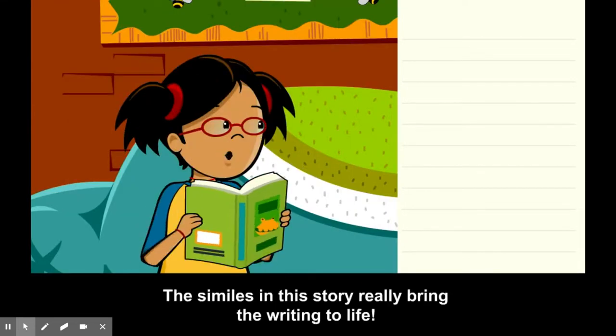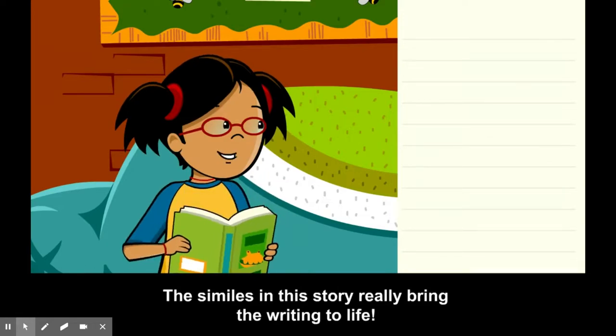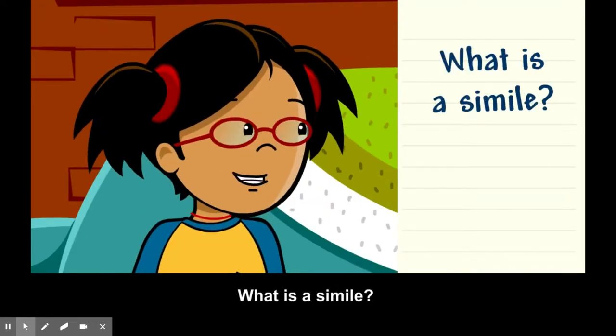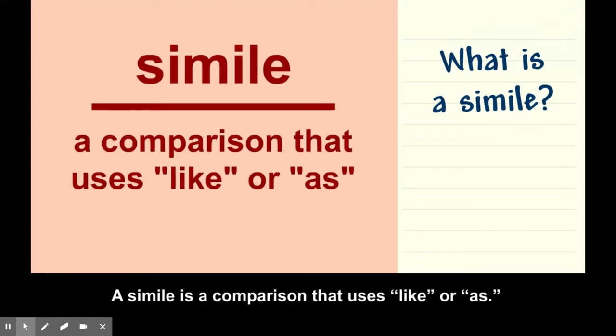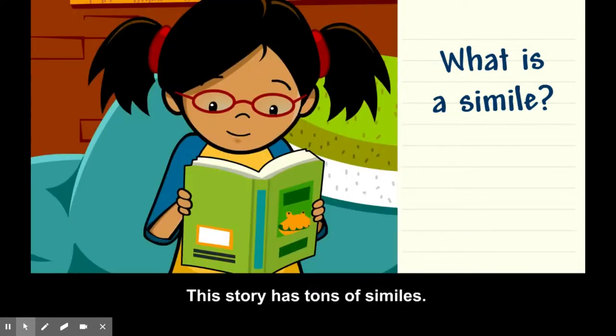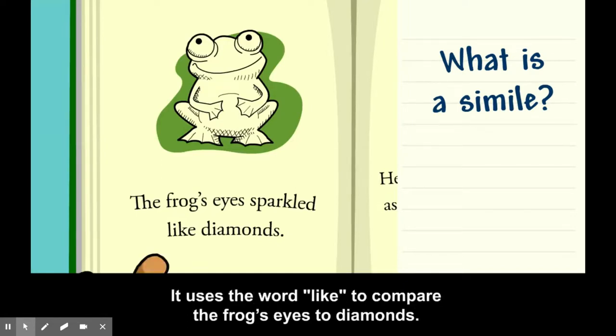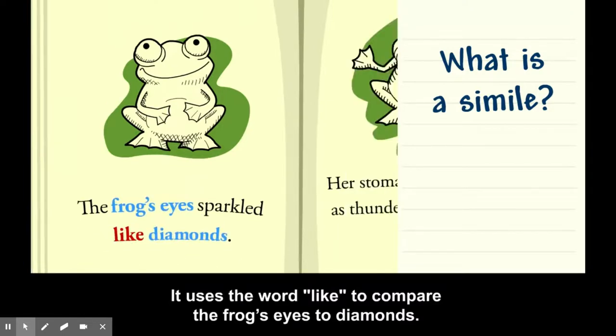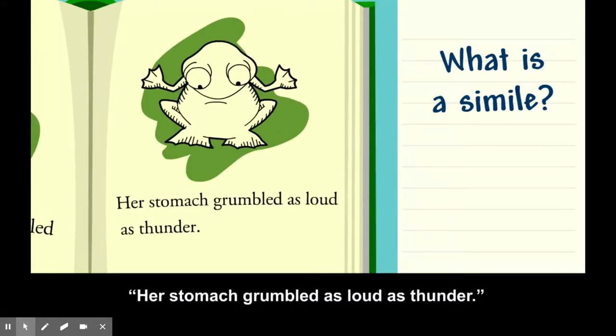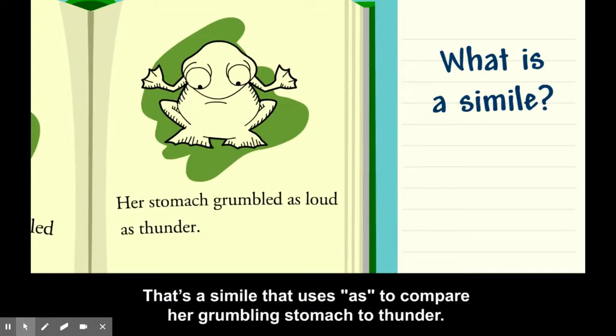The similes in this story really bring the writing to life. What is a simile? A simile is a comparison that uses like or as. This story has tons of similes. The frog's eyes sparkled like diamonds. That's a simile. It uses the word like to compare the frog's eyes to diamonds. Her stomach grumbled as loud as thunder. That's a simile that uses as to compare her grumbling stomach to thunder.